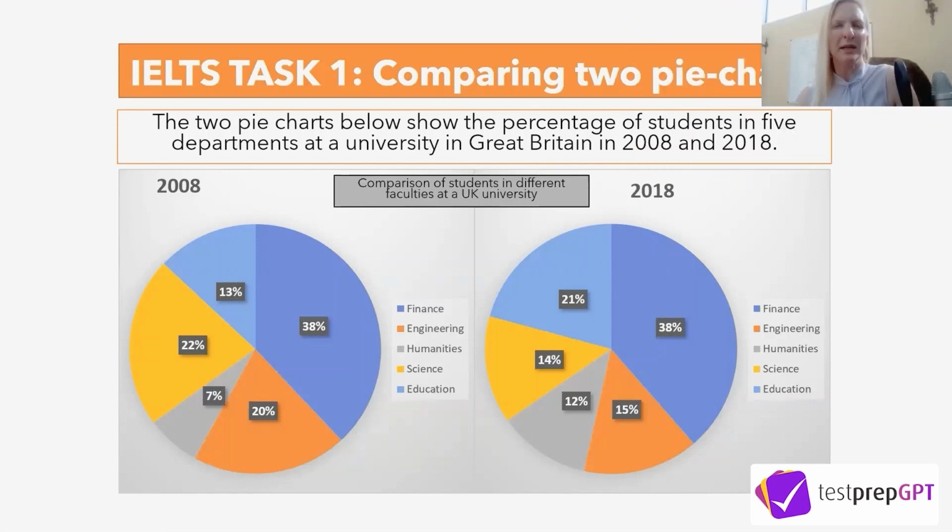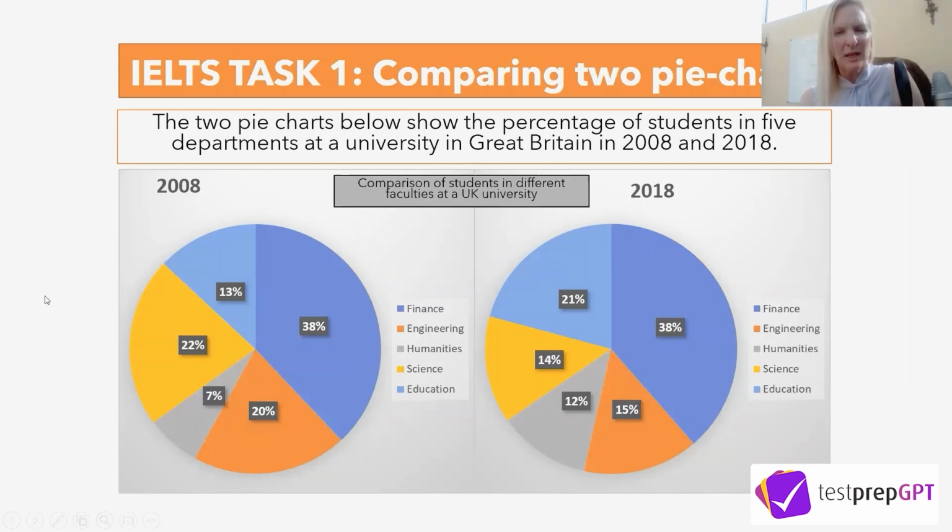You'll see 1 or 2 pie charts, maybe 3, and you'll see a statement on the top that summarizes the meaning. So here it says the 2 pie charts below show the percentage of students in 5 departments at a university in Great Britain in 2008 and 2018. Right, so now we know exactly what the pie charts are about. It's a comparison of students in different faculties in 2 different years. So 2008 and 2018.